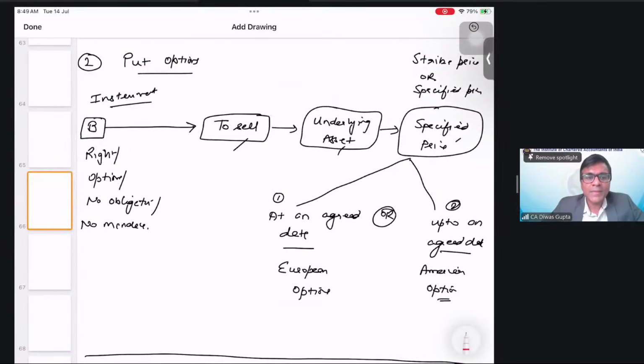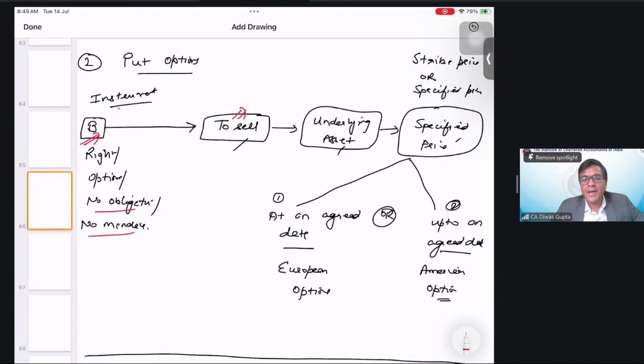Now the second case is about the put option, students. So put option is also one of the options. Here, let's assume B is an instrument. I'm just taking it so as to differentiate between the call and the put option. So B is a right, it's an option, but it's not an obligation, it's not a mandate. To do what? To sell. Here it is to sell. Call option was to purchase. Put option is to sell.